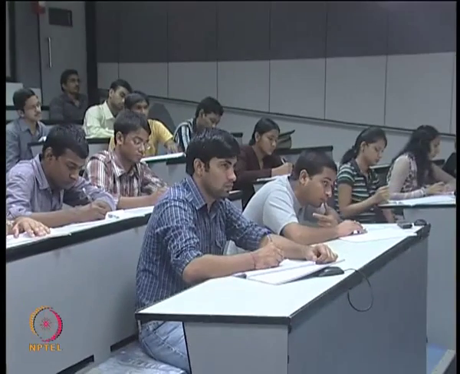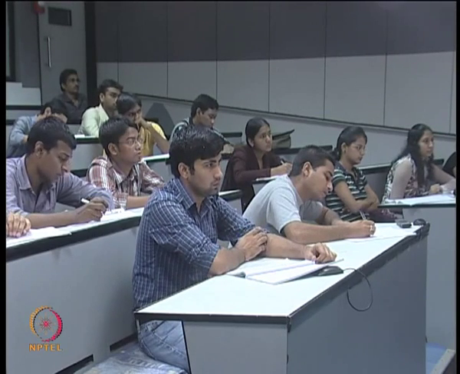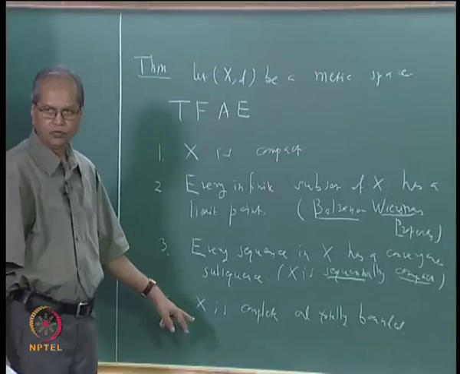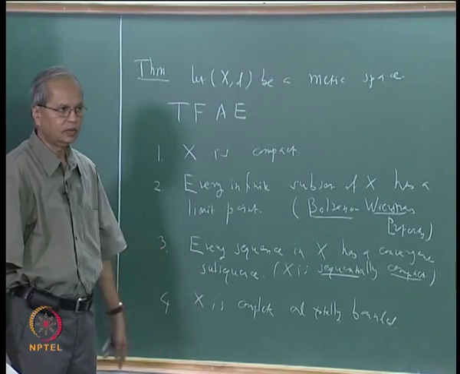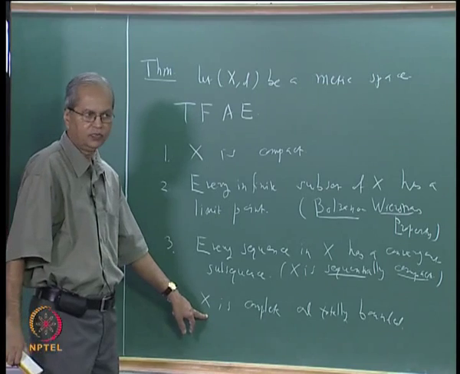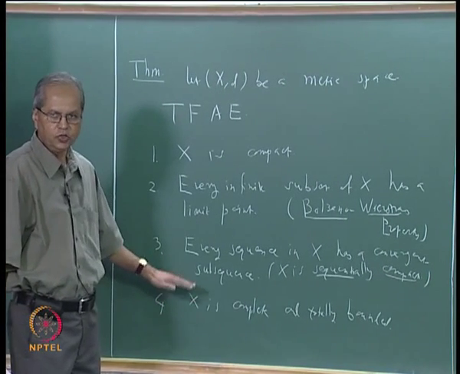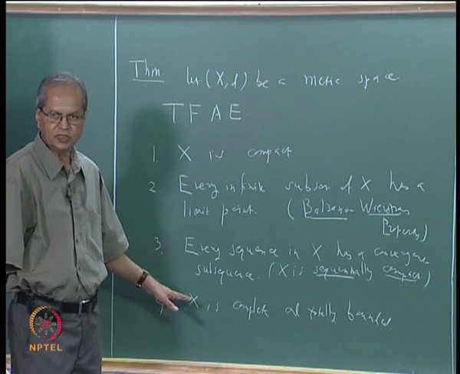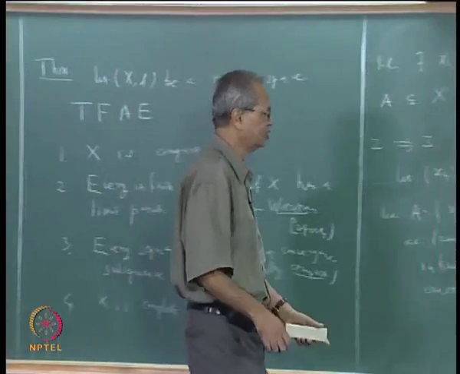Again, remember what it is that we need to prove. Assume that every sequence has a convergent subsequence, and using that we need to prove 2 things. First is that X is complete, and second is that X is totally bounded. Let us look at the first. To show that X is complete, what do we need to prove? We need to prove that every Cauchy sequence is convergent. So let us start with that.